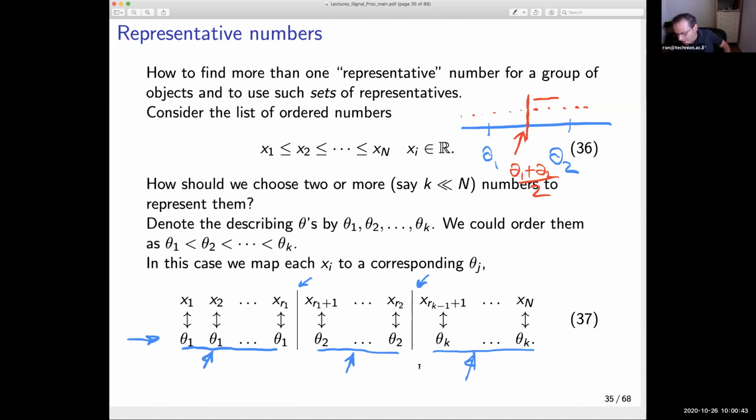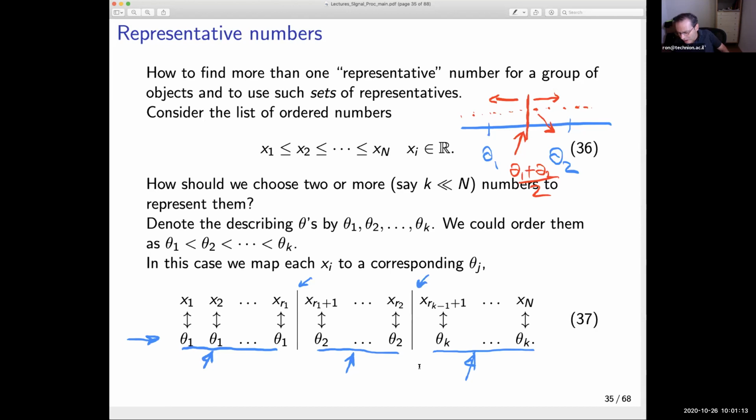Now, all points that are to the right would belong to theta 2, and all points to the left would belong to theta 1. So all these points would belong to theta 1, and all these points would belong to theta 2. Now, is this an optimal way of splitting between theta 1 and theta 2? The answer is definitely yes, if we are to measure, for example, L2 error. So yes, the answer is yes.